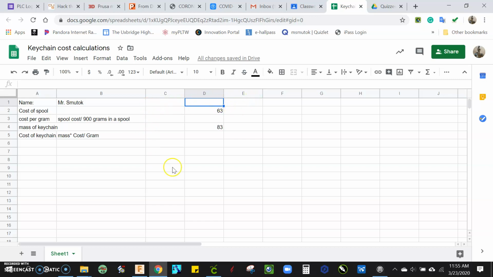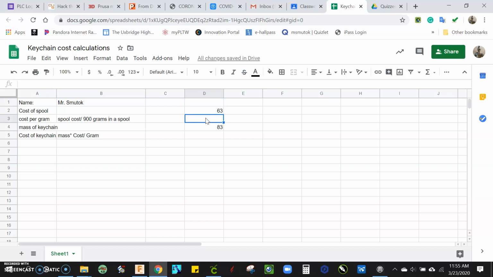So you should have something like this. We as a class came up with the cost of a spool of the 3D printer plastic was $63. And our cost per gram of material, because the spool is weighed out in how many grams are in it, is the cost of the spool divided by the 900 grams in the spool. That's how much each gram of material would cost.